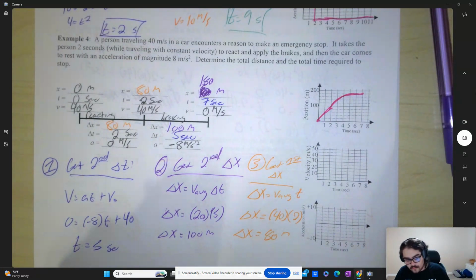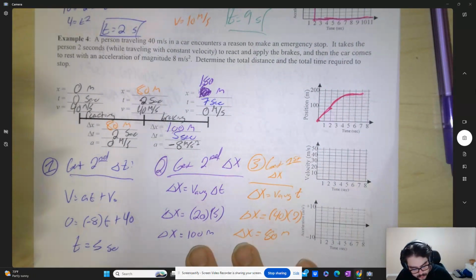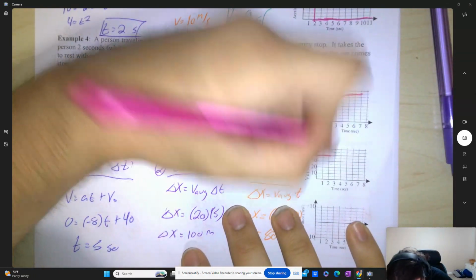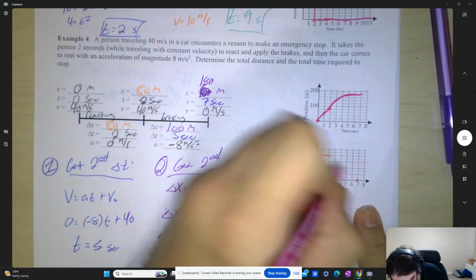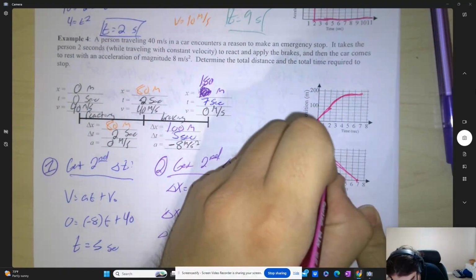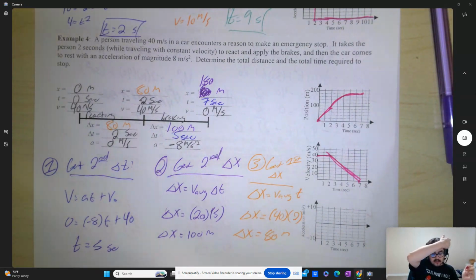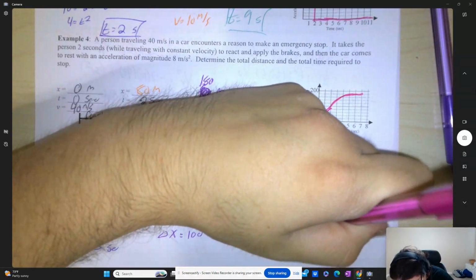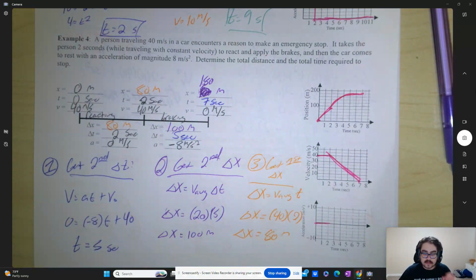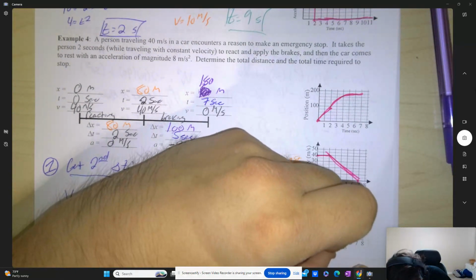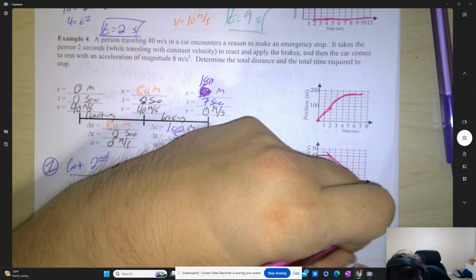For the velocity, you start out at 40, and then you gradually go to rest until you hit 7. At 7, you hit rest. And then for your acceleration, you notice that you don't have an acceleration for the first two seconds, but then when you apply the brakes, you get a -8 acceleration.